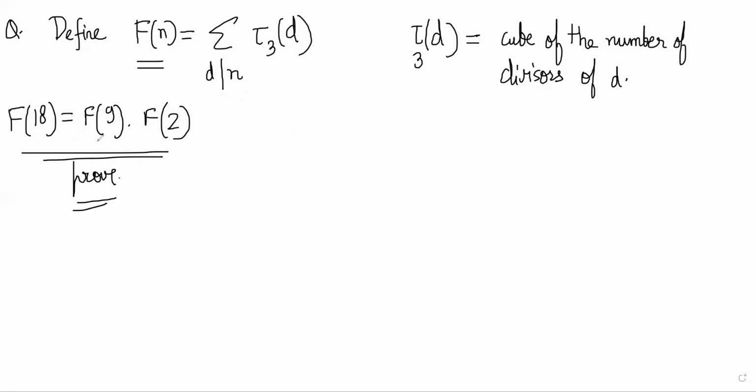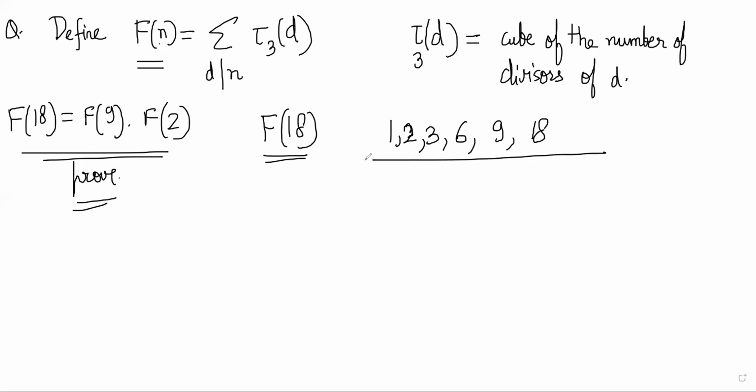So what are the divisors of 18? Let's figure out what is f of 18 first. The divisors of 18 are 1, 2, 3, 6, 9, 18, right? These are the divisors of 18.